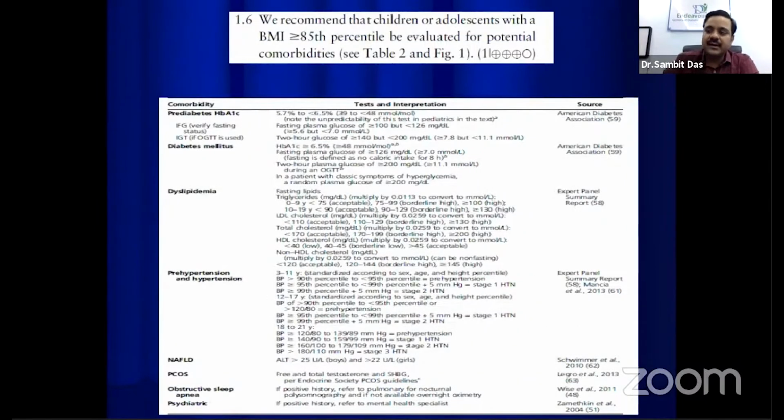The Endocrine Society clinical practice recommendation for pediatric obesity also explains that if the BMI is more than or equal to 85th centile, then we have to evaluate certain things. Like we have to evaluate for presence of pre-diabetes or diabetes mellitus, dyslipidemia, hypertension as per the cutoff of the pediatric population, NAFLD, polycystic ovarian disorders, obstructive sleep apnea, and the psychiatric evaluation. So these are the evaluations that can be done for a pediatric obese patient.